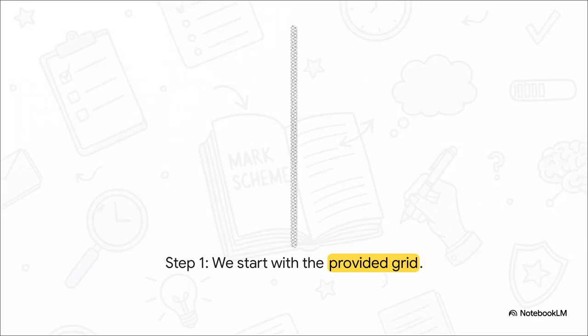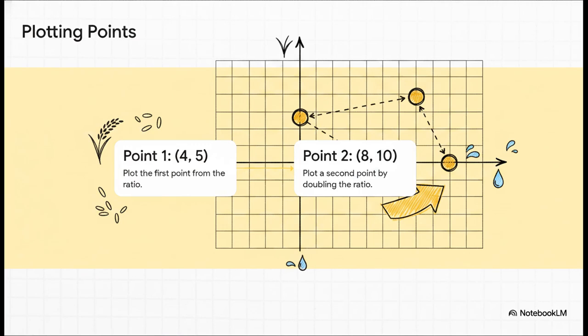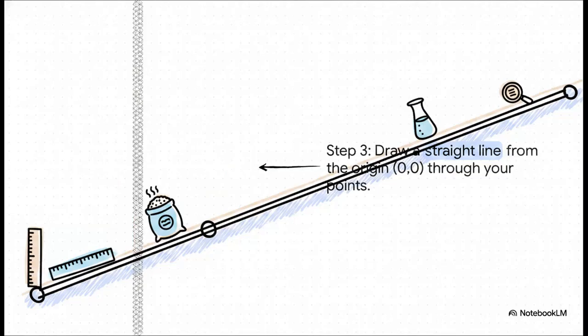So, we begin with the grid they give you in the exam paper. Remember, the x-axis is for rice and the y-axis is for water. Now we plot those coordinates we just worked out. A little tip, be really precise here. Use a nice sharp pencil and mark each point with a clear little cross or a dot. And for the final step, grab a ruler and draw one single straight line. Make sure it starts right from the origin, (0, 0), and goes straight through both of the points you plotted.